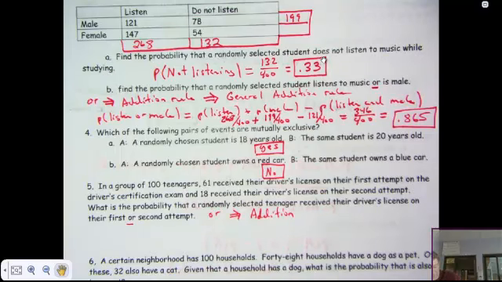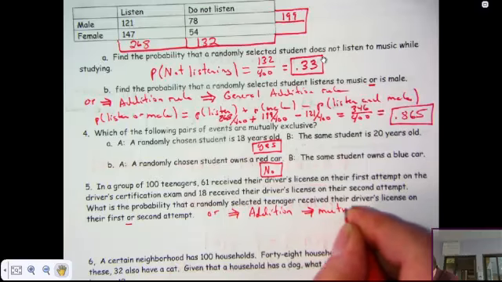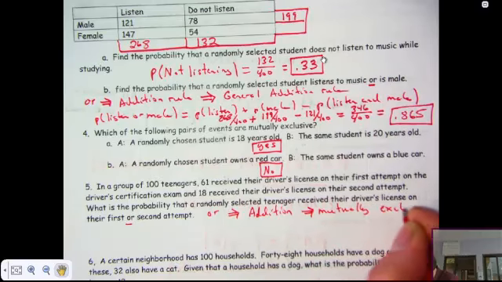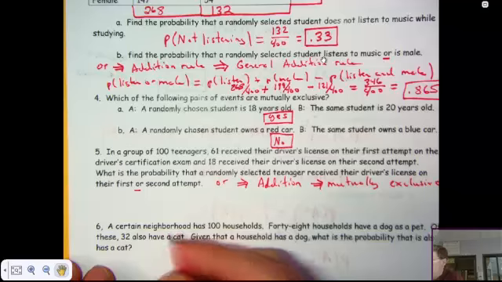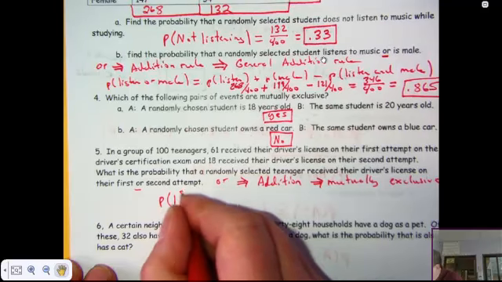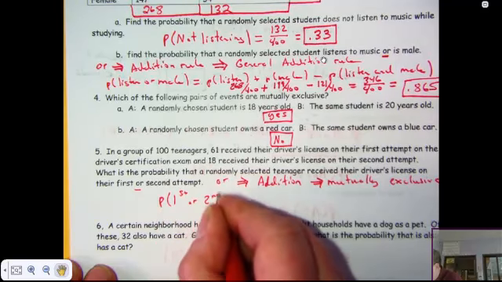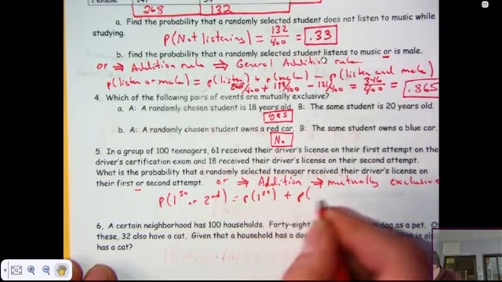Can you have a driver's license on the first and the second attempt? No, because you would not have a second if you had it on the first. So we'd say these are mutually exclusive. That means we can use the rule that the probability of first or second is simply the probability of the first plus the probability of the second. There's nothing to subtract.